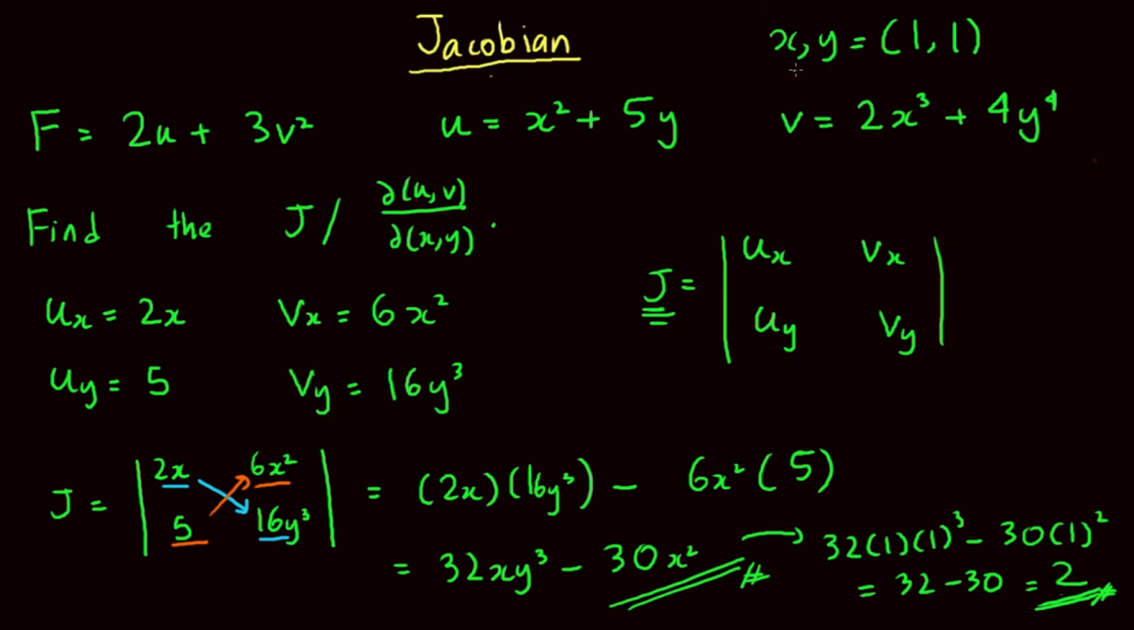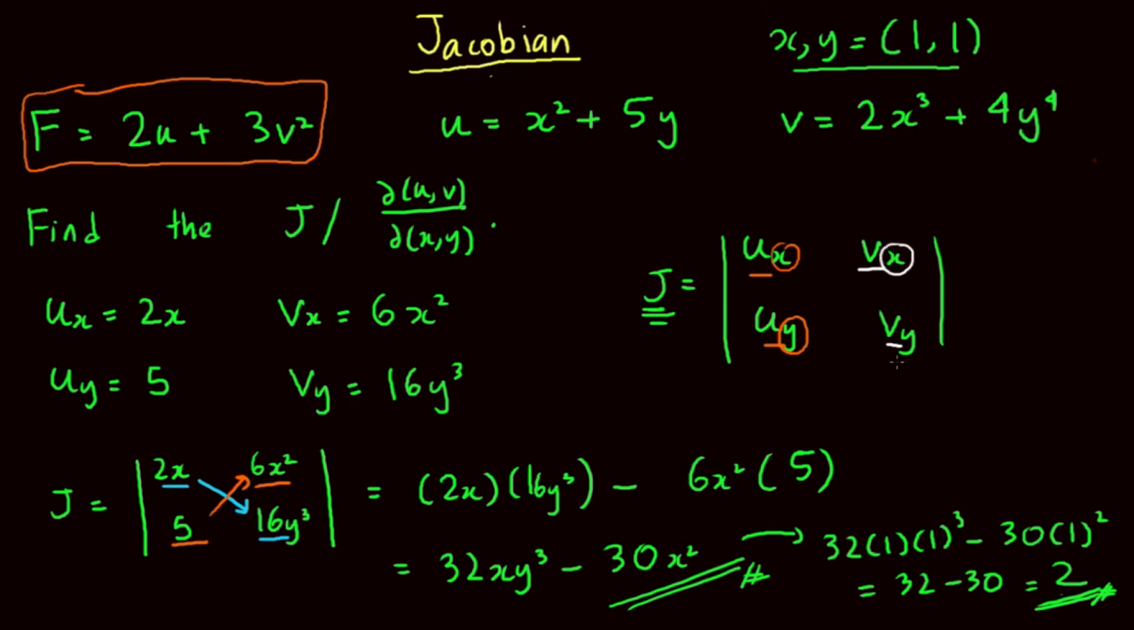But that's actually how we find the Jacobian. We don't really need the original function f, because it's not needed for the Jacobian. For the Jacobian, we just need the function of u and find its derivative with respect to x and y, and likewise the same goes for v. We have the function of v and derive it with respect to x and y. So that's normally how we do the Jacobian.